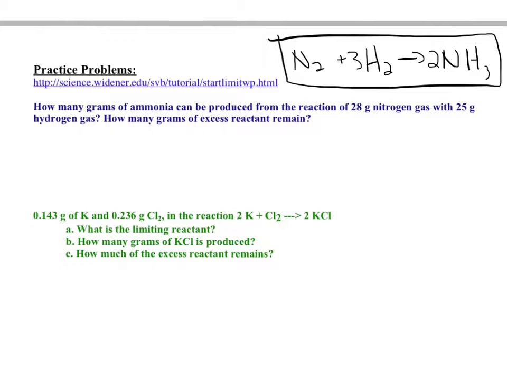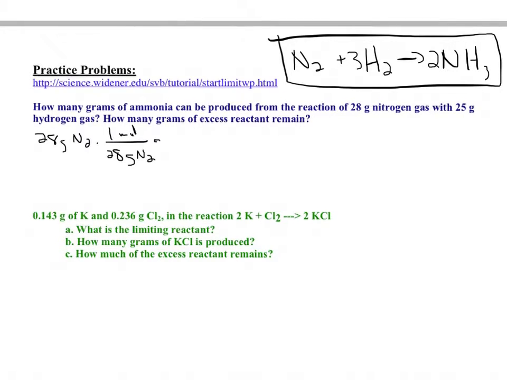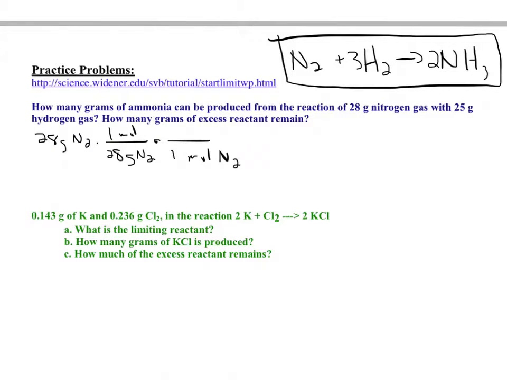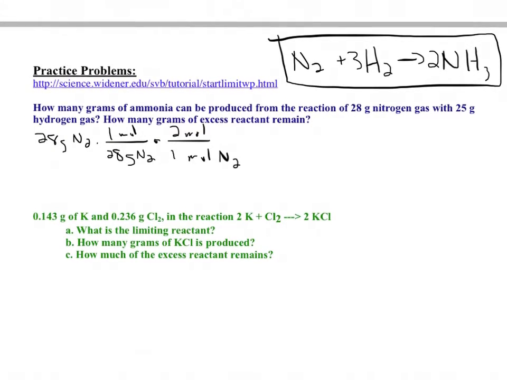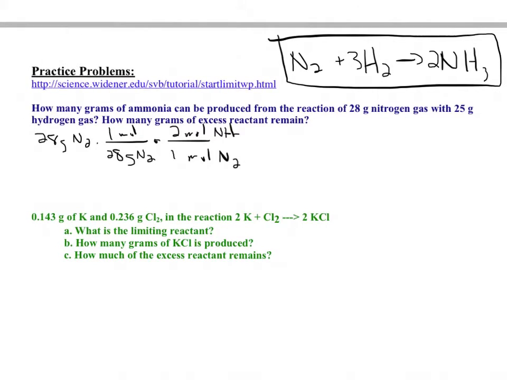And so let's go down now and let's use both our reactants. So we'll start with nitrogen, so 28 grams of N2. And I know that 28 grams, the molar mass of N2, is 1 mole. And the mole ratio between N2 and NH3 is 1 to 2. So 1 mole of N2 makes 2 moles of NH3. I do that, and that gives me 2 moles of NH3.